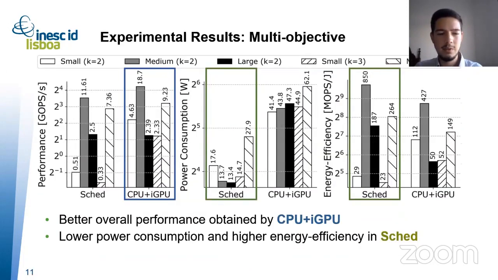When looking at the multi-objective results, using only the scheduler and the CPU plus iGPU scenario, we can derive similar conclusions, where the best overall performance is obtained by the CPU plus iGPU. However, the scheduler version will have a lower power consumption and relatively higher energy efficiency.